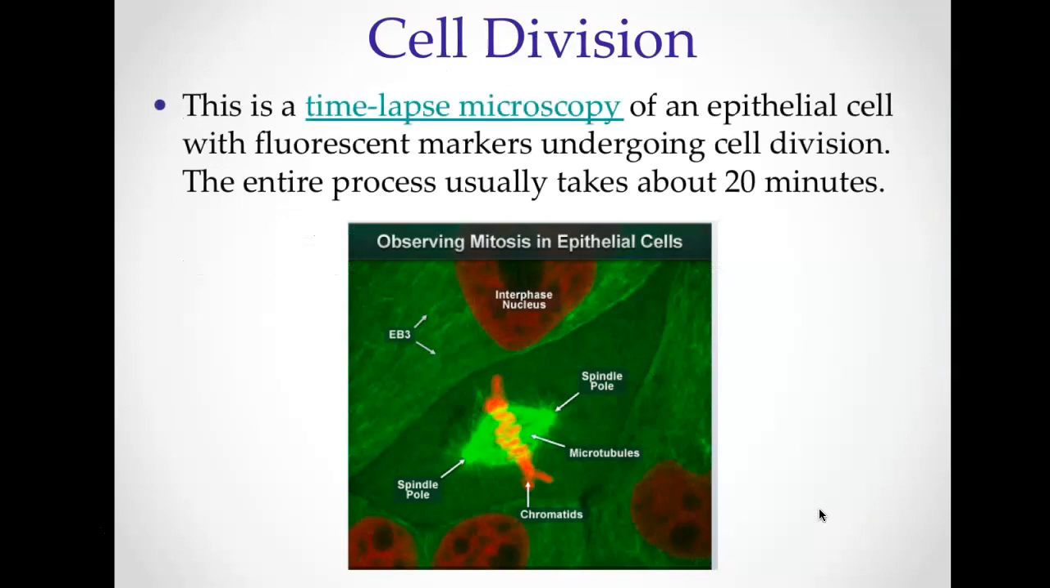And so this is a really cool picture right here of a time-lapse microscopy of an epithelial cell. Epithelial cells are like the cells that line your organs. And this is really cool because it's fluorescent, meaning they put fluorescent markers and so they can see it glow. And so here you can see the two opposite ends of the spindle, and then the chromatids lining up in the middle. So what phase would this be? PMATC. What phase would this be? It would be M. These would be metaphase, chromosomes lining up in the middle.